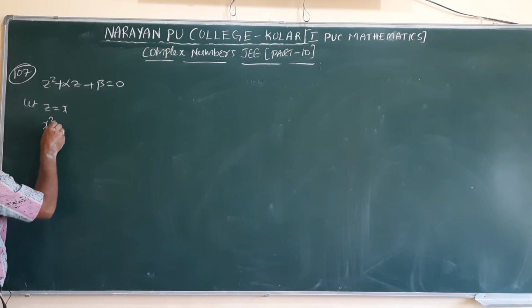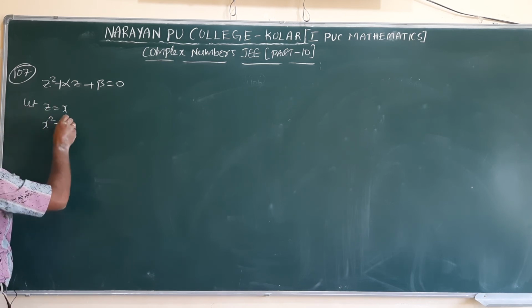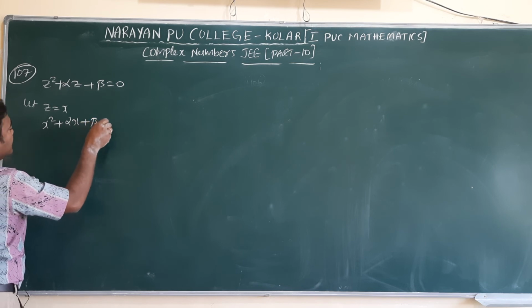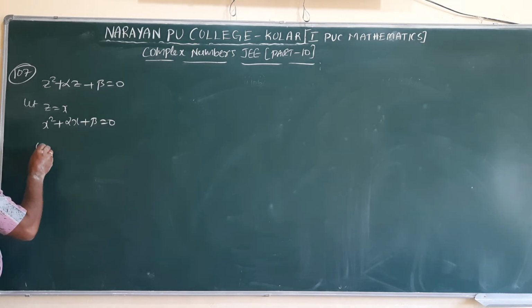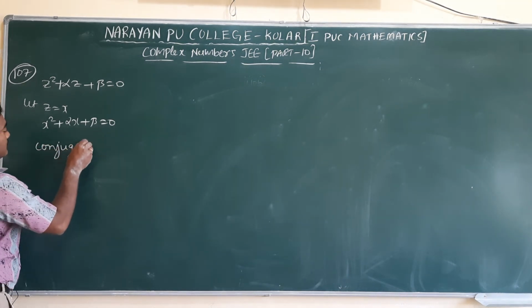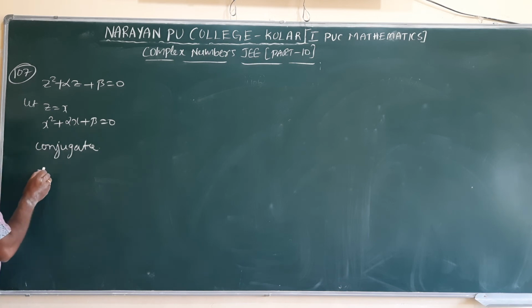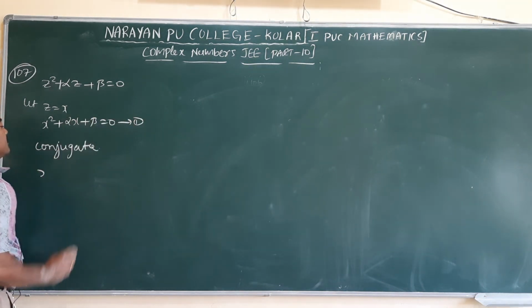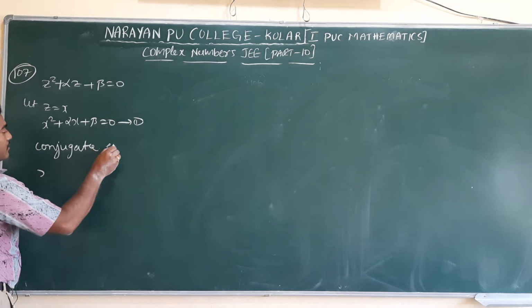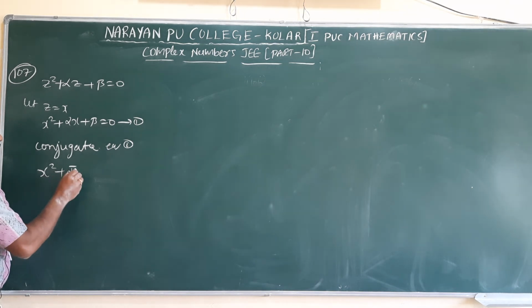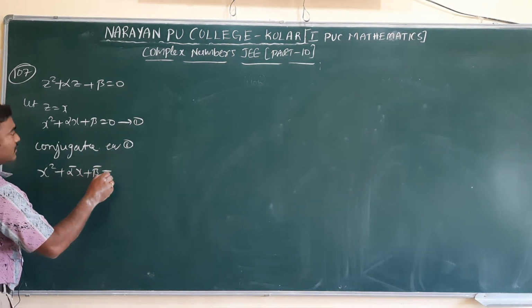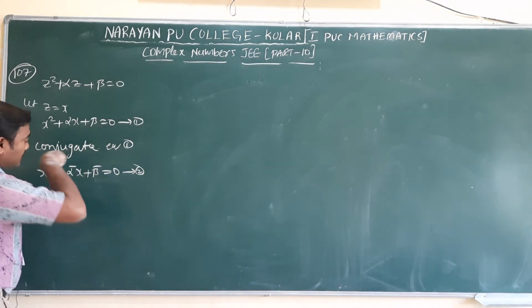So x square plus alpha x plus beta is equal to 0. They have clearly given that alpha and beta are complex numbers, so we have to take the conjugate of this equation. This is equation number 1. So the conjugate of equation number 1 is x square plus alpha bar into x plus beta bar is equal to 0. We call this equation number 2.